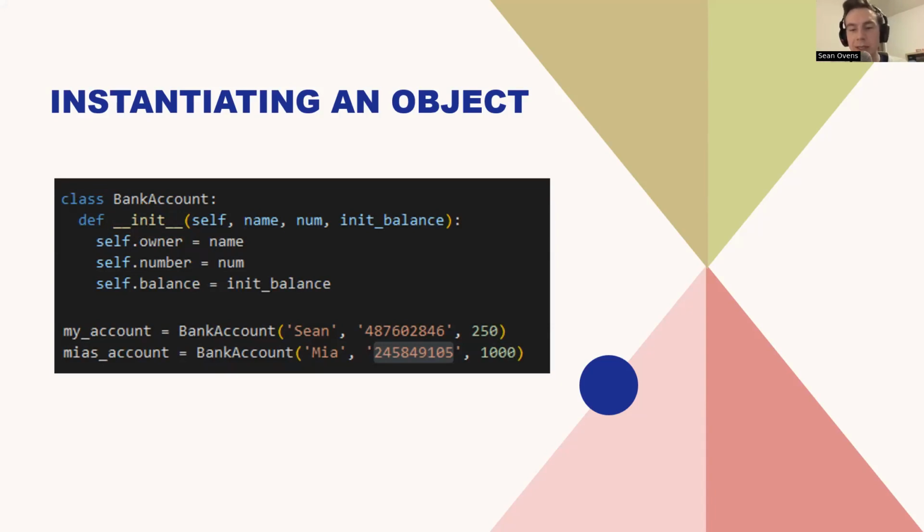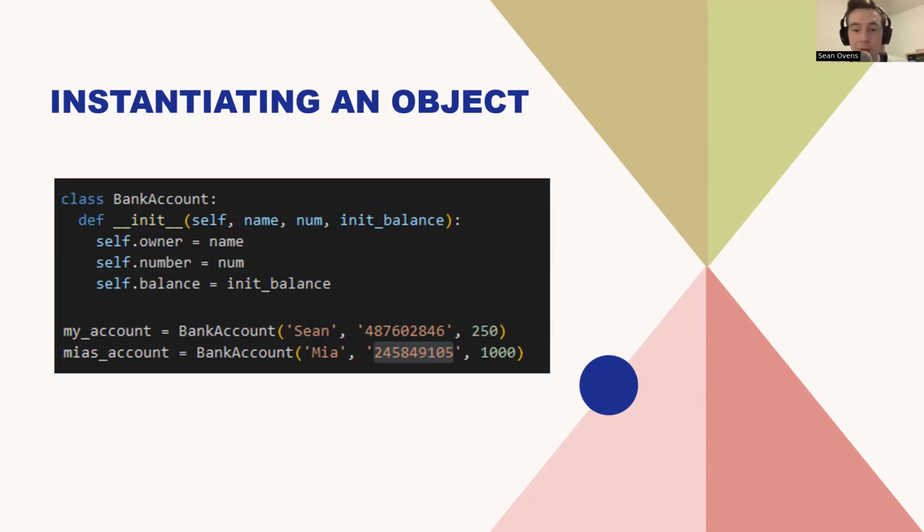Okay, so the init method takes as arguments all of the information that you need to initialize or instantiate a new object of the class. Okay, so we can see here that the init method takes 3 arguments representing the account owner's name, that's name here, the account number, that's num, and the initial balance of the account, that's this init balance here.